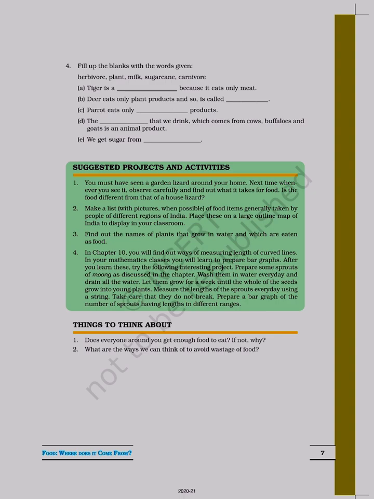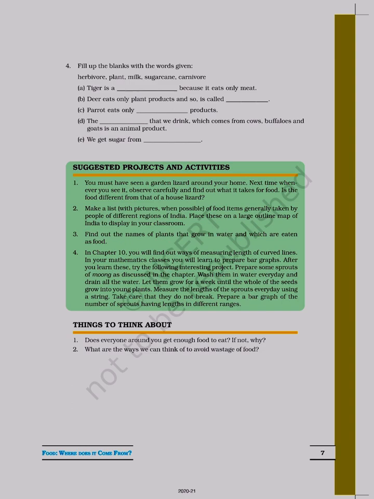A. Tiger is a dash because it eats only meat. B. Deer eats only plant products and so is called dash. C. Parrot eats only dash products. D. The dash that we drink, which comes from cows, buffaloes, and goats, is an animal product. E. We get sugar from dash.